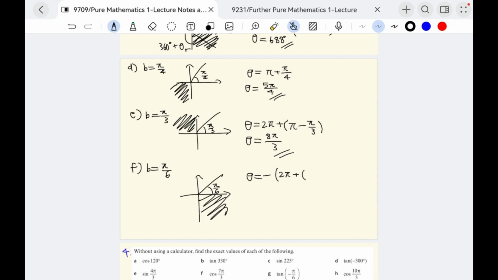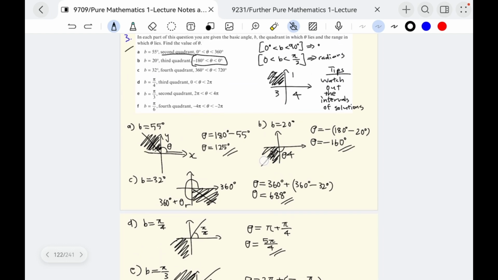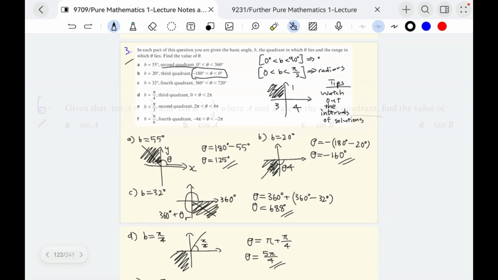Okay, so since it wants to find theta in the fourth quadrant, so 2 pi minus pi over 6. So just press your calculators. That leads to the final answer, 2 plus 2 minus 1 over 6, and then you will get negative 23 pi over 6 as your final answer. Okay? So yeah, that's the end of this question. So now let's proceed to the next question.